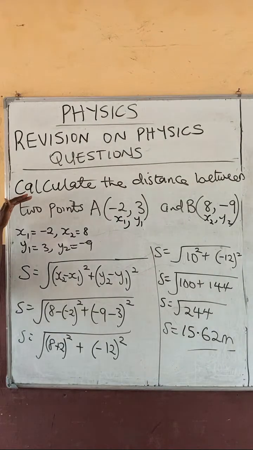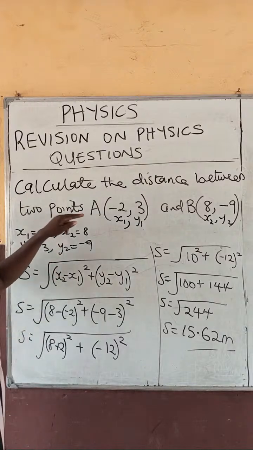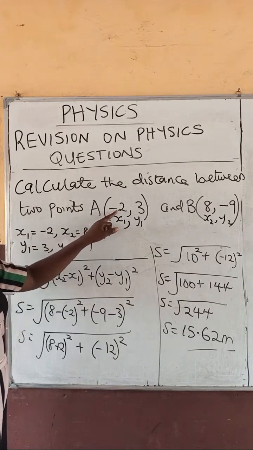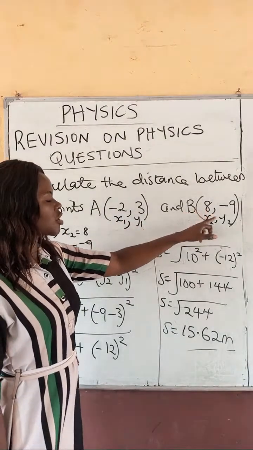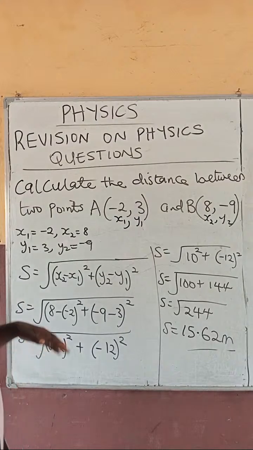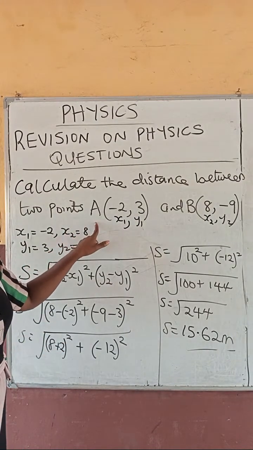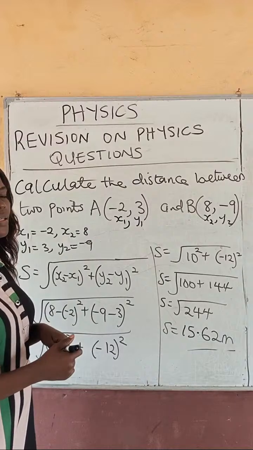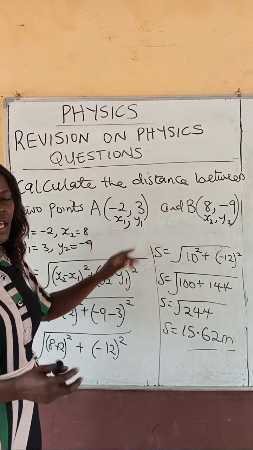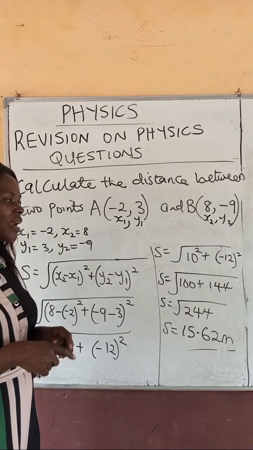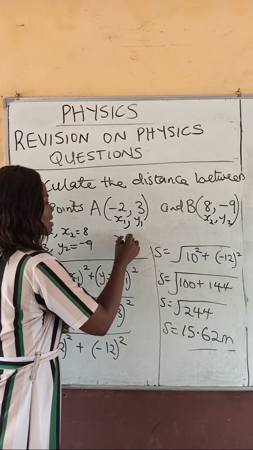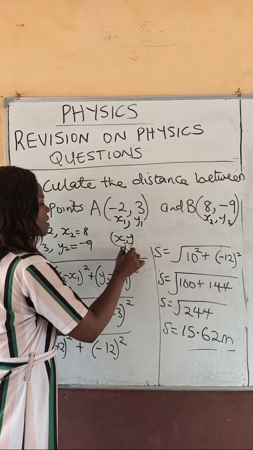All right. Calculate the distance between 2 points. A is bracket minus 2 comma 3. And B is bracket 8 comma minus 9. Is that okay? All right. So this is the first point. Any point has x and y axis. If they are just 2 points, that means it's on a plane, because a plane is characterized with x and y axis. This is called a plane.